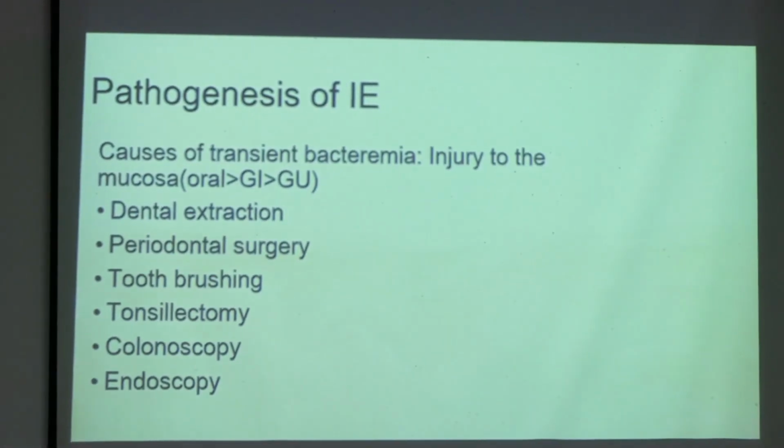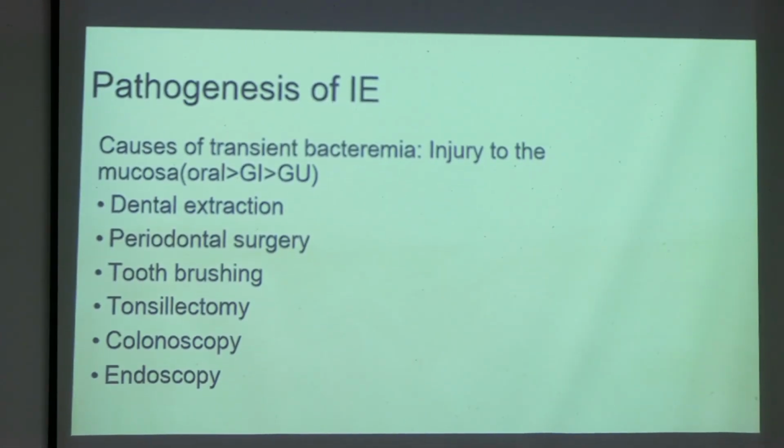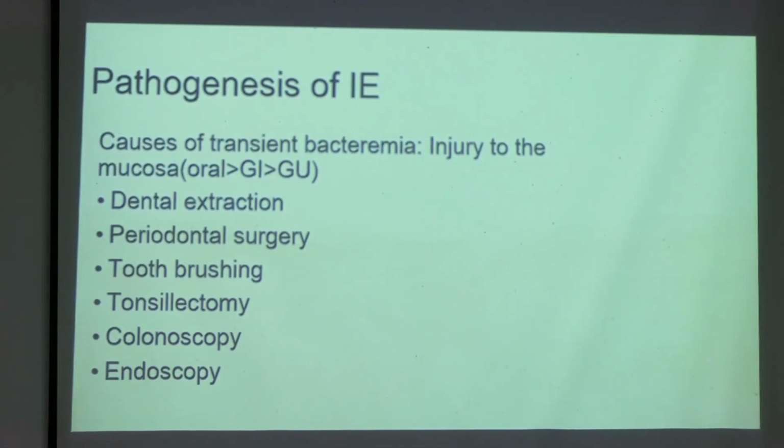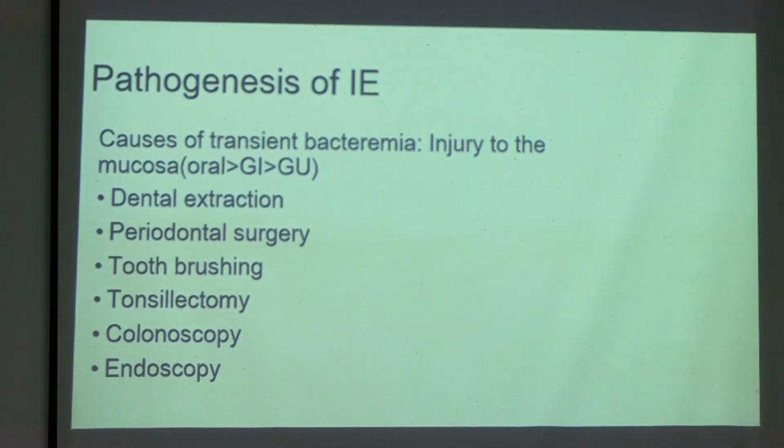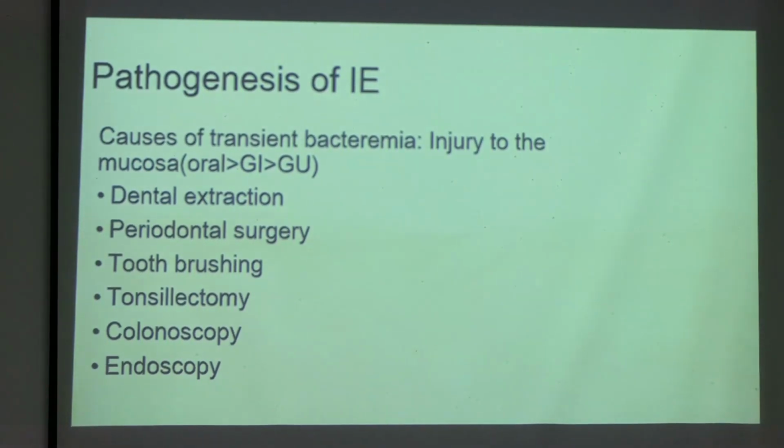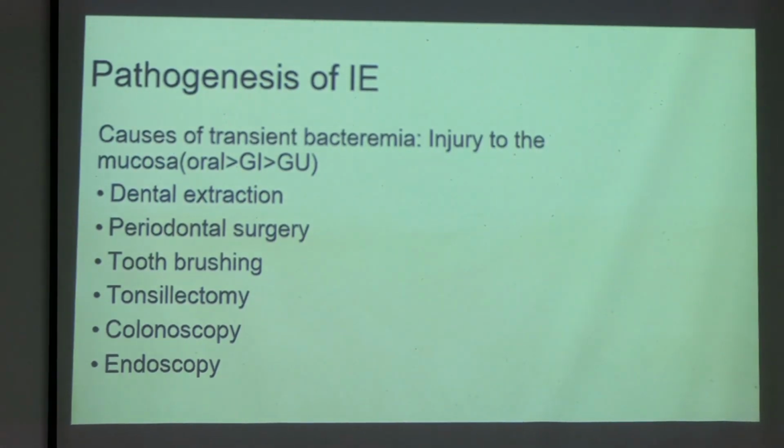Okay, sometimes you can hurt your mucosa. So from that mucosa, the bacteria will travel and go into the heart vessels. Tonsillectomy, endoscopy, then colonoscopy. So these are the causes of transient bacteremia. And why is it known as transient bacteremia? Because it is for a short period of time.